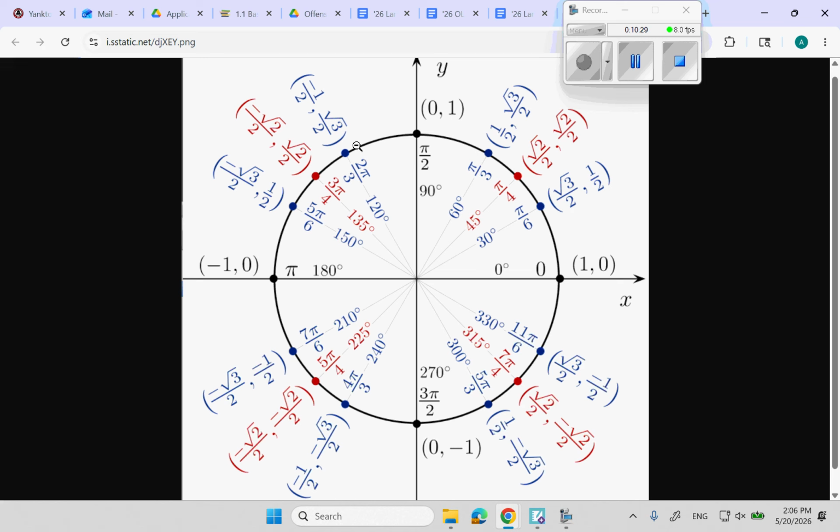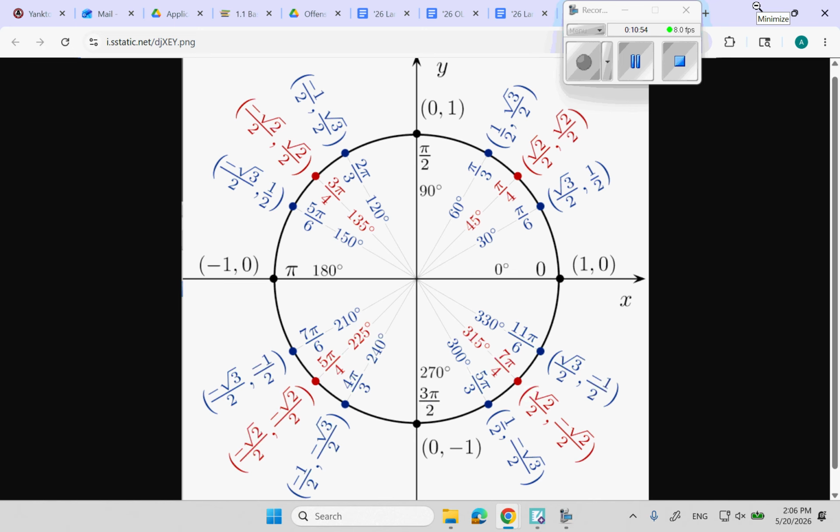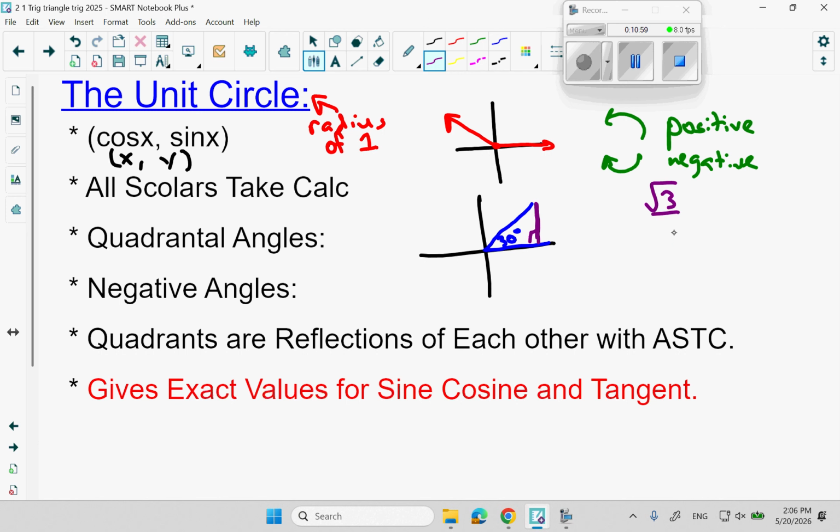Now, where do these values come from? Great question. Well, let's say I were to look at it. And for example, I am looking at this line right here that is 30 degrees along right here. Well, I can turn this into a perfect right triangle. And given that coordinate right there is square root 3 over 2 and 1/2. Square root 3 over 2 and 1/2. That's this coordinate right here.